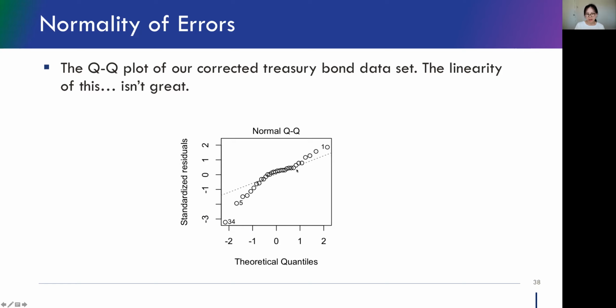So we have evidence that the standardized residuals are not really normally distributed. The normality of this data is not that great, just looking at here. They're off quite a bit.